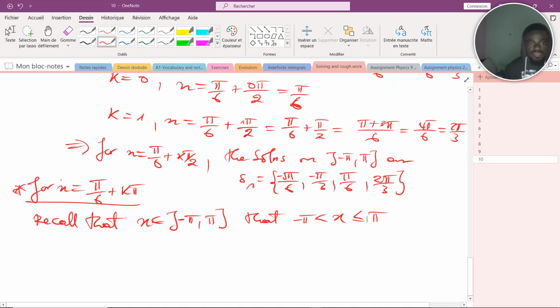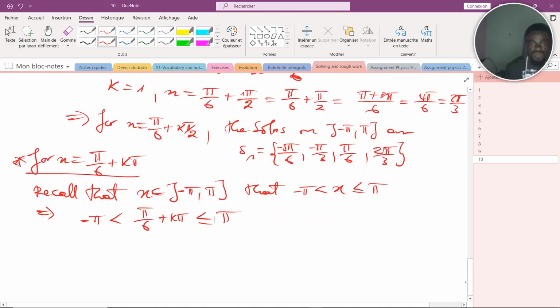So this is my x here. I'll come and substitute it here. So this implies pi on 6 plus k pi will be strictly greater than minus pi, but less than or equals to pi. So we need to find the values of k. So this implies I'll first divide all through by pi, since there's pi common everywhere. So I'll have here minus 1, and here I'll have 1 on 6 plus k, less than or equals to 1.